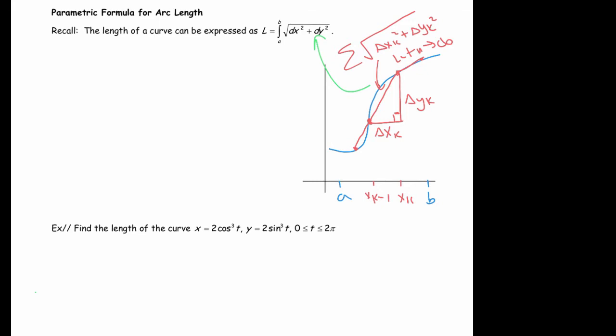Now that is almost usable, except it's missing a key part. It's missing a differential out here. To be a Riemann sum in a proper definite integral, we need that. So here's how we work around it. Right now we've got that the length is equal to this expression here. Now I'm going to leave out the limits of integration.